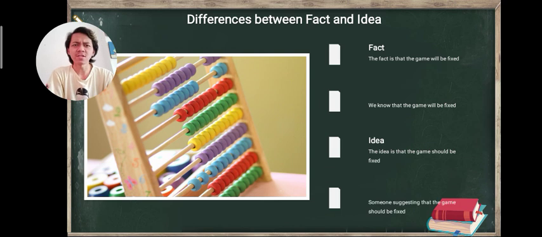Here are the different sentences if we put them between fact and idea. We start from the fact. The fact is that the game will be fixed, or we know that the game will be fixed. We jump into the idea. The idea is that the game should be fixed, or someone suggesting that the game should be fixed.